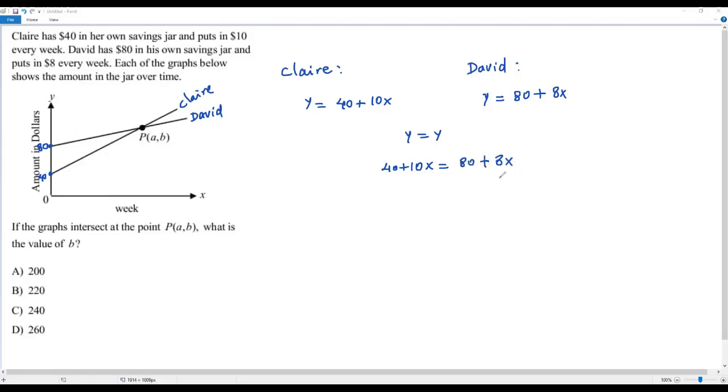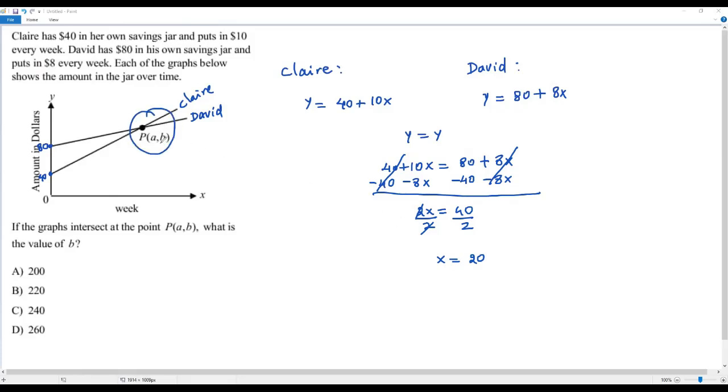Now let's solve for x in this equation. For that, we have to subtract 8x from both sides, and also subtract 40 from both sides. When I do so, positive 8x and negative 8x cancel out, positive 40 and negative 40 cancel out. When I combine positive 10x and negative 8x, I get 2x. When I combine 80 and negative 40, I get 40. Let's divide both sides of this equation by 2. Then the 2 cancels out, and x equals 40 divided by 2, which is 20. Now I have the x-coordinate of the point of intersection, that is the value of A.